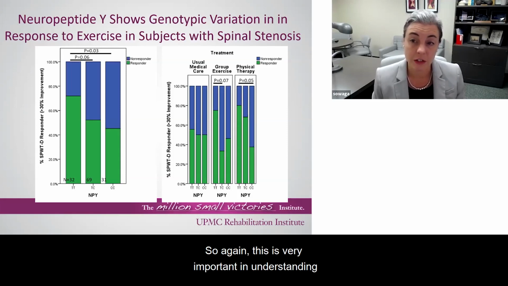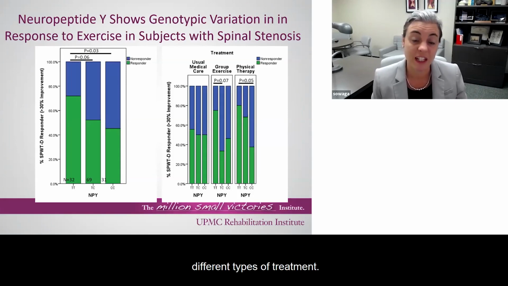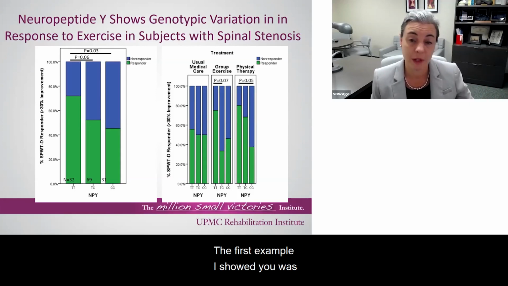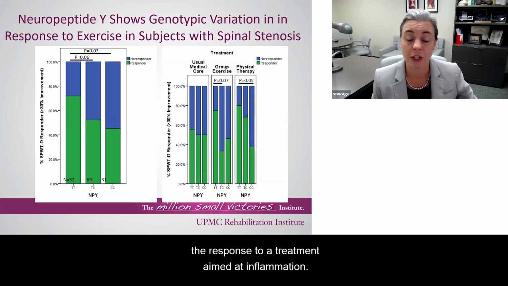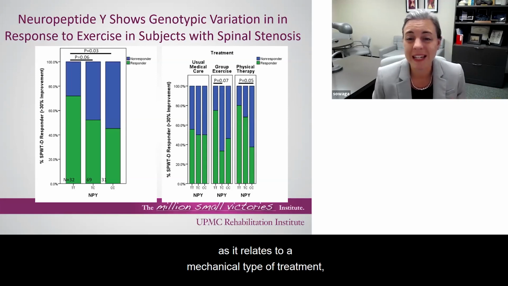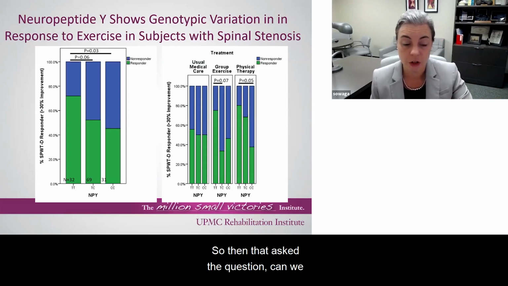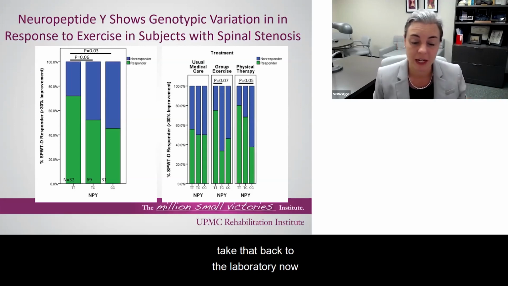So again, this is very important in understanding the role of neuropeptide Y as it might relate to predicting different types of treatment. The first example I showed you was an epidural steroid injection, so addressing the response to a treatment aimed at inflammation. And the second one shows you the response of NPY as it relates to a mechanical type of treatment like exercise. So we saw associations to both. So then that asks the question, can we take that back to the laboratory now and start to tease out what is going on? What is the mechanism of that?